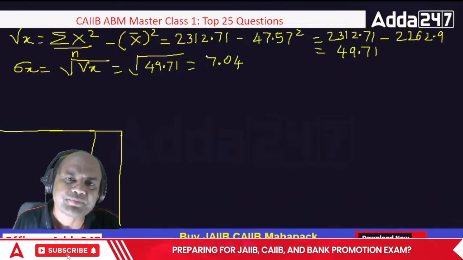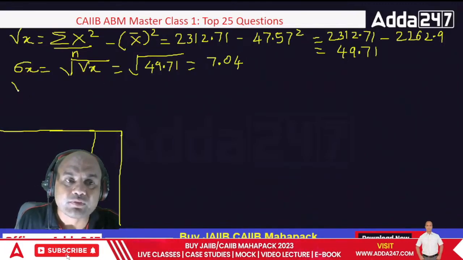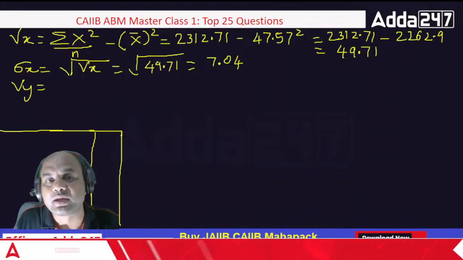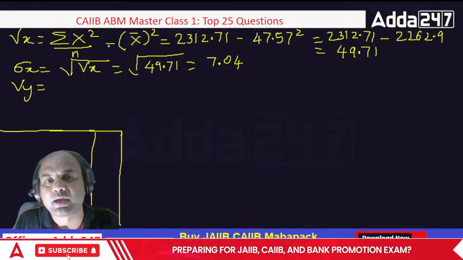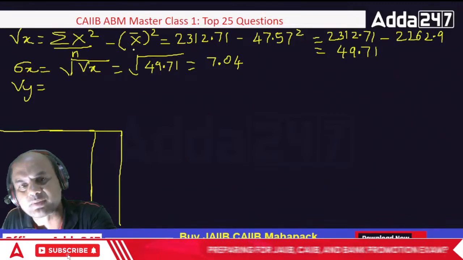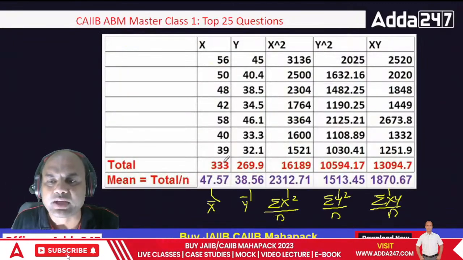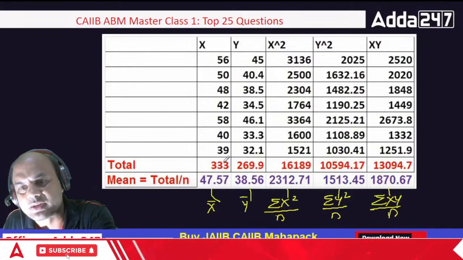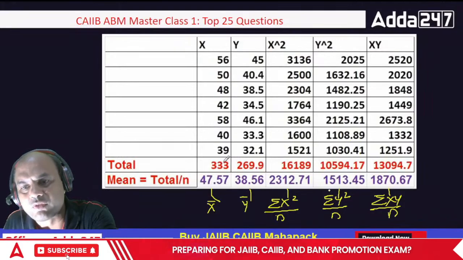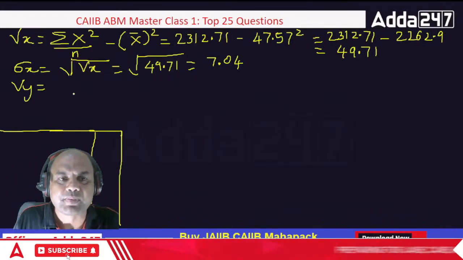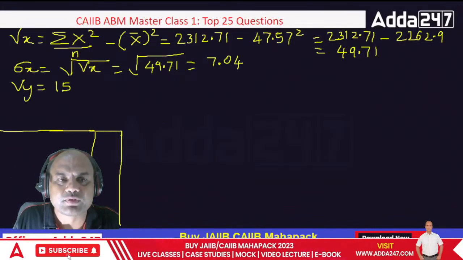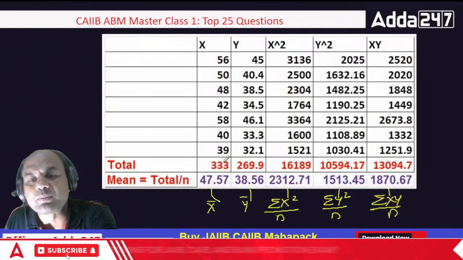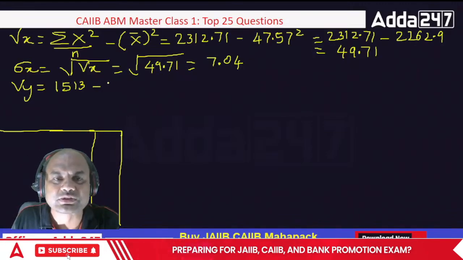You might be getting some minor changes in the answers. That's okay. Now find the variance of y. Same formula, I won't write it again: summation y square upon n minus y bar square. What is summation y square upon n? Look at this, 1513. So 1513 minus y bar square, which is 38.56 square.